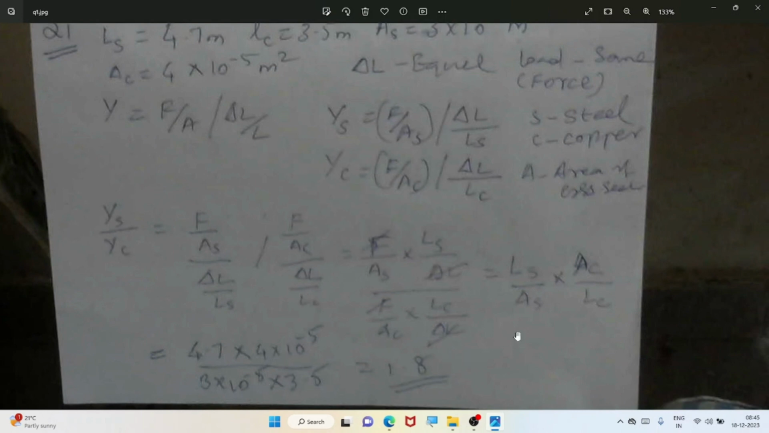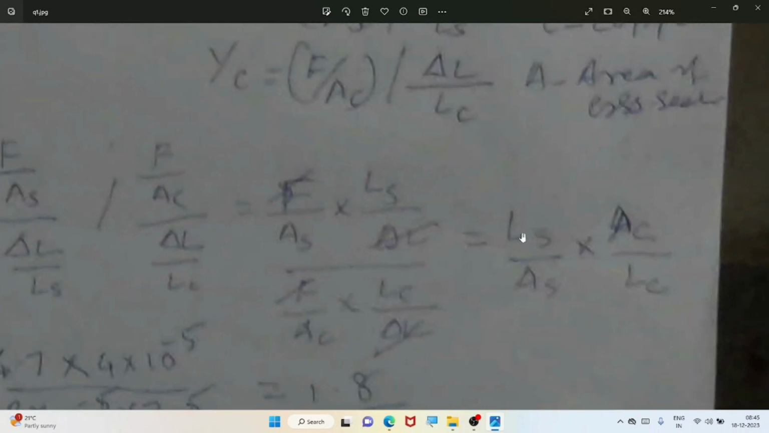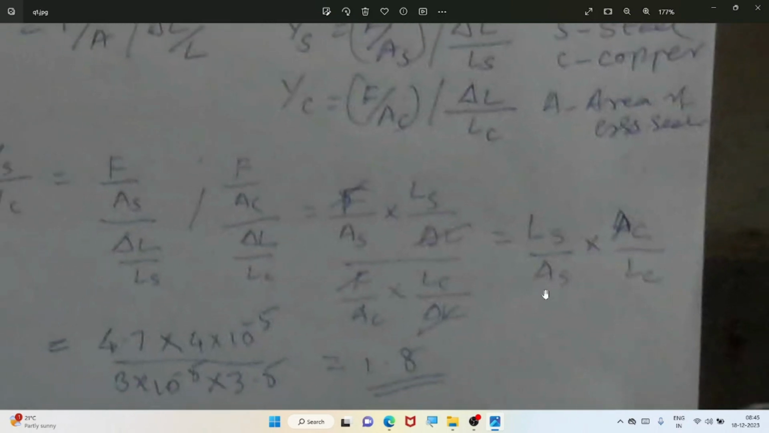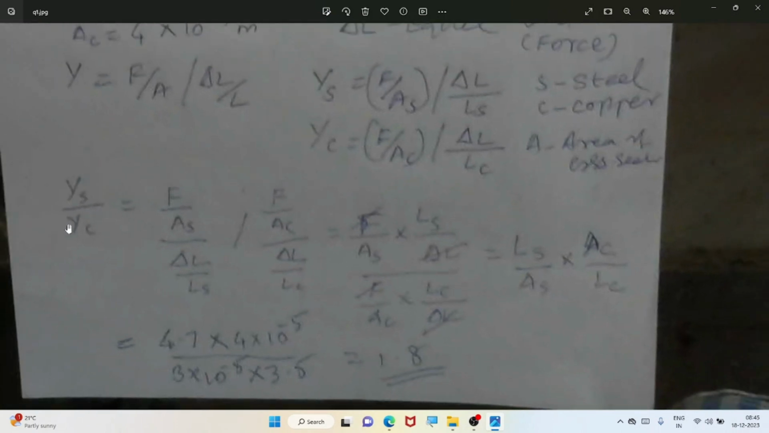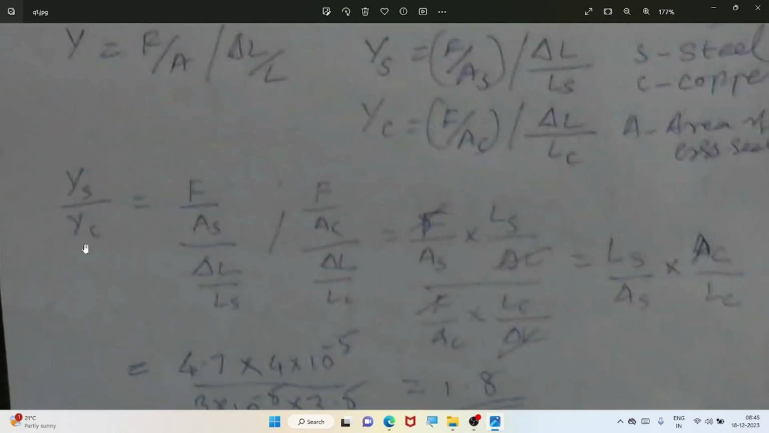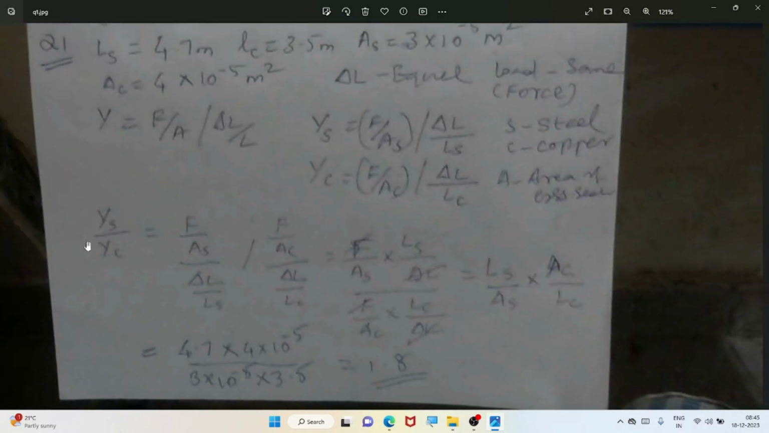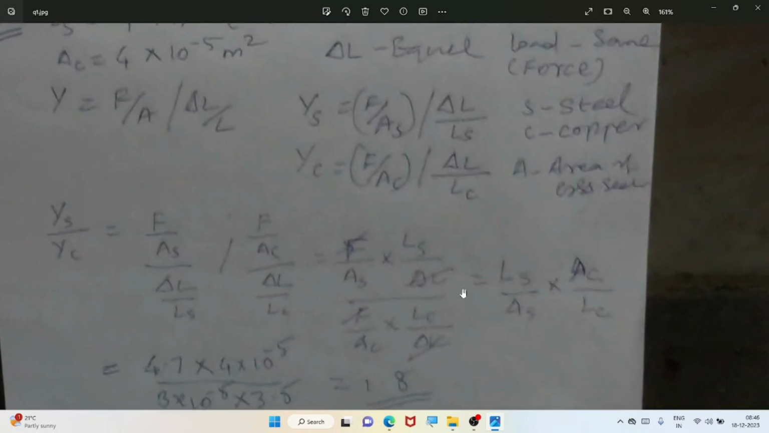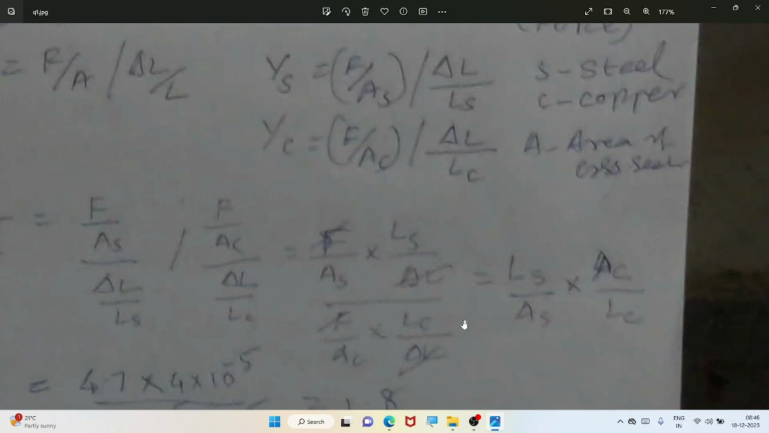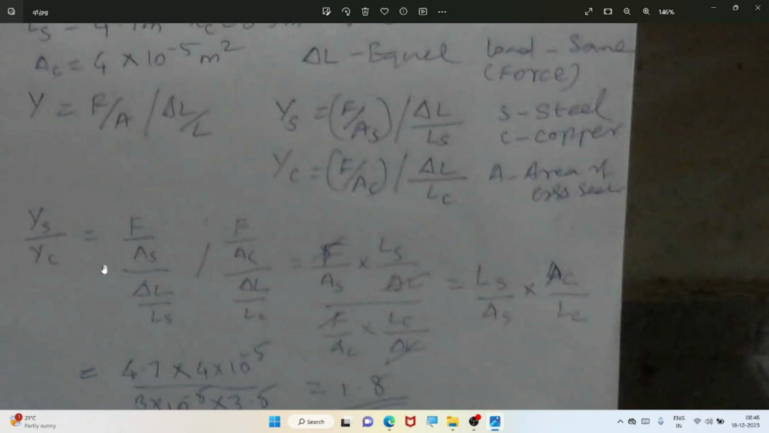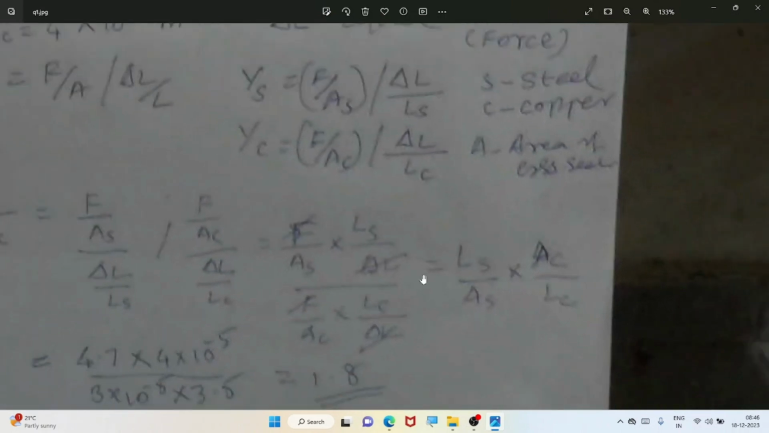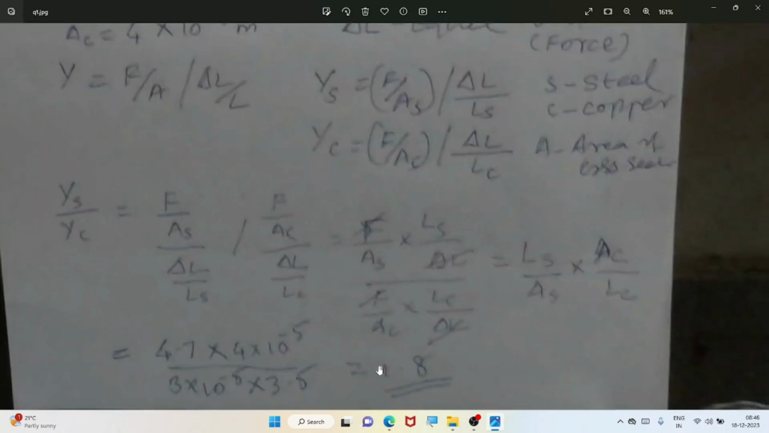So after that you will get, look at this, length of the steel here, area of cross section of the copper, area of the steel, length of this is inverted here, ratio of the Young's modulus of steel to the Young's modulus of the copper. So Young's modulus is directly proportional to the length, inversely proportional to the area of cross section. So after that you will get this.